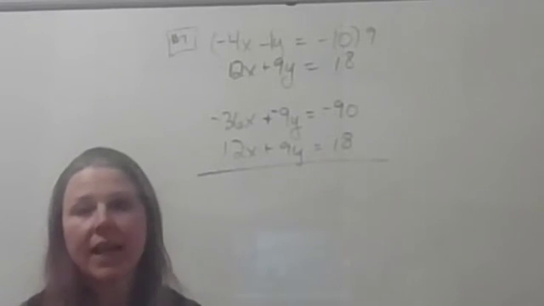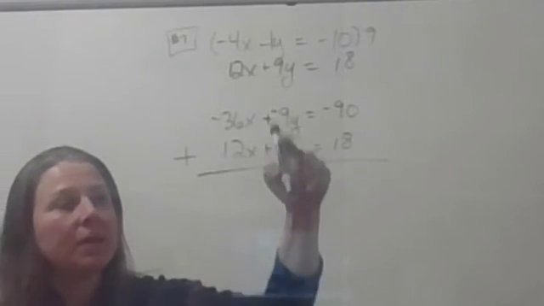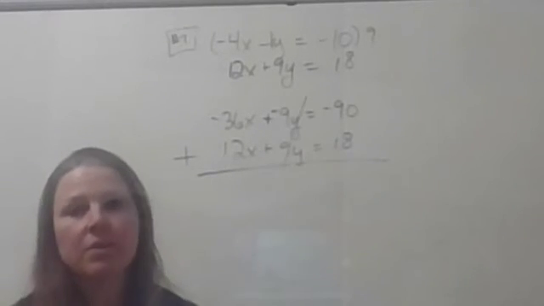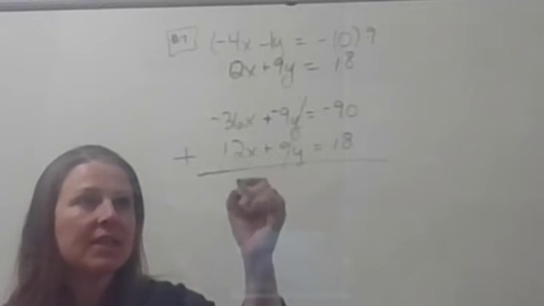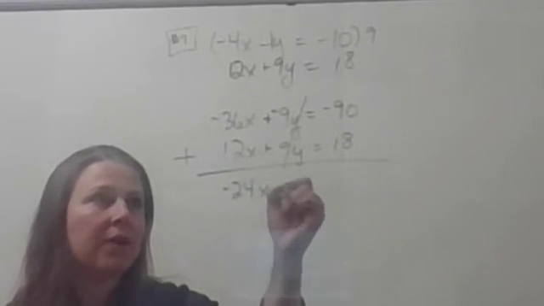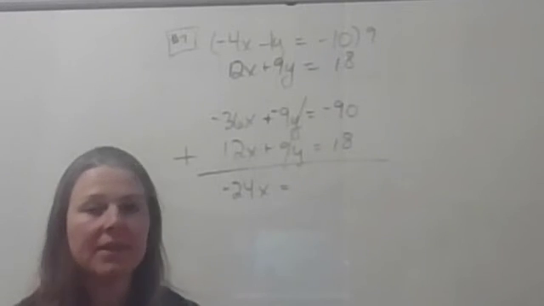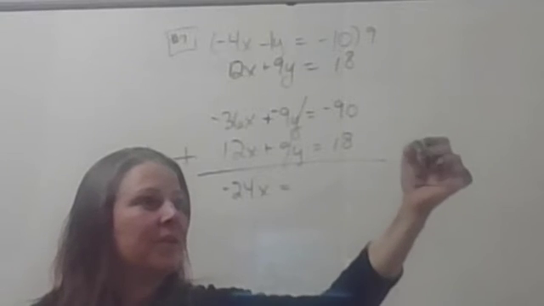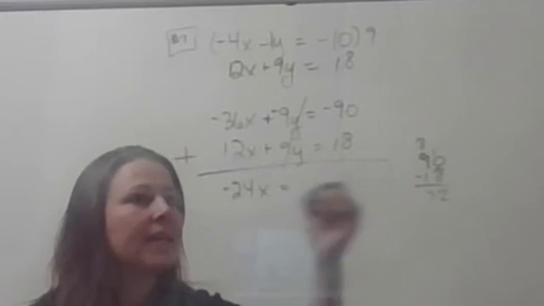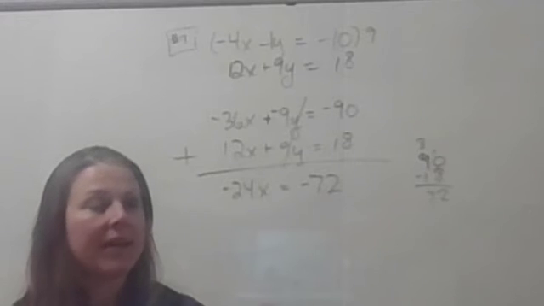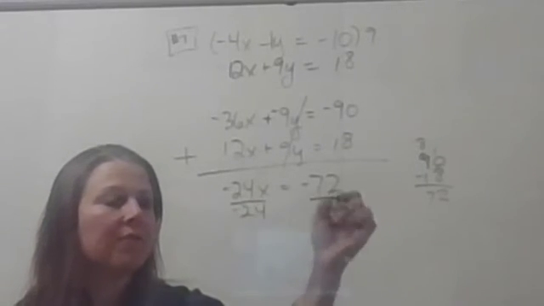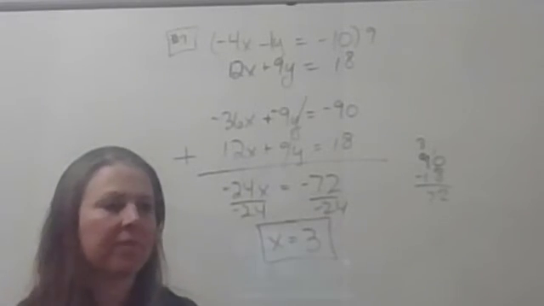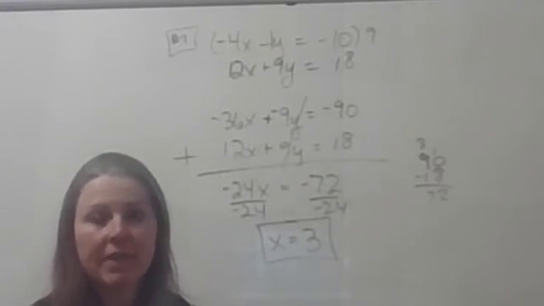And then we're just going to line that up, and we're adding to eliminate because adding is what makes the y's cancel. So when we add, those become a 0. Negative 36 and 12x is a negative 24x. And negative 90 plus 18, that's making me think for a minute. So that's going to be negative 72. And when we divide by negative 24, we're getting x is equal to 3. Negative over a negative is a positive.